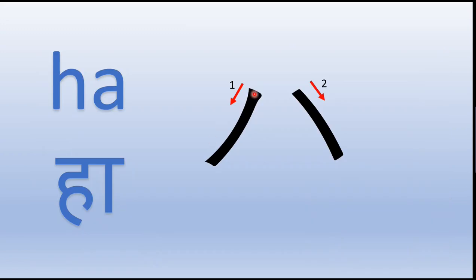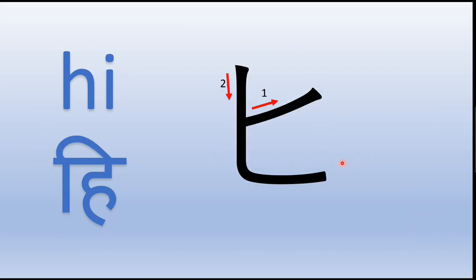First is ha. The first stroke goes from top to bottom, slanting, and the direction will be from right to left. And this is the second one. This is from top to bottom, but the direction is from left to right. So these are the two strokes of ha.